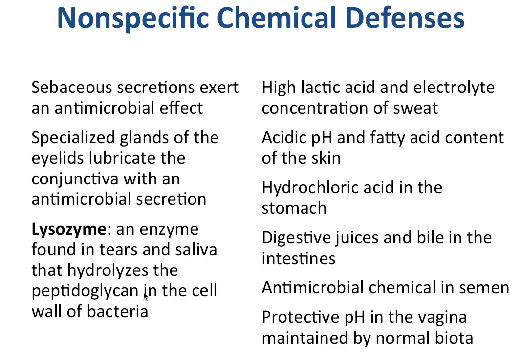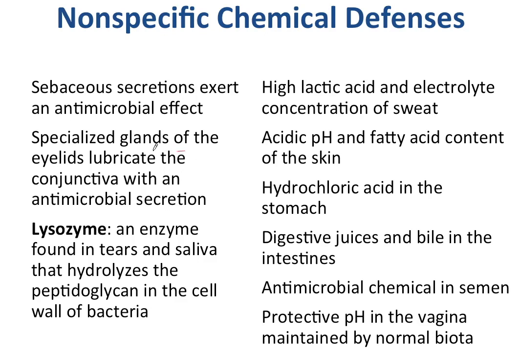So the chemical defenses, for example, the skin. The skin can secrete oil. Those are the sebaceous secretions, so that's the skin oil. The skin oil can be digested to induce a very acidic environment on the skin. So those acidic environments are difficult for most of the bacteria to live with.